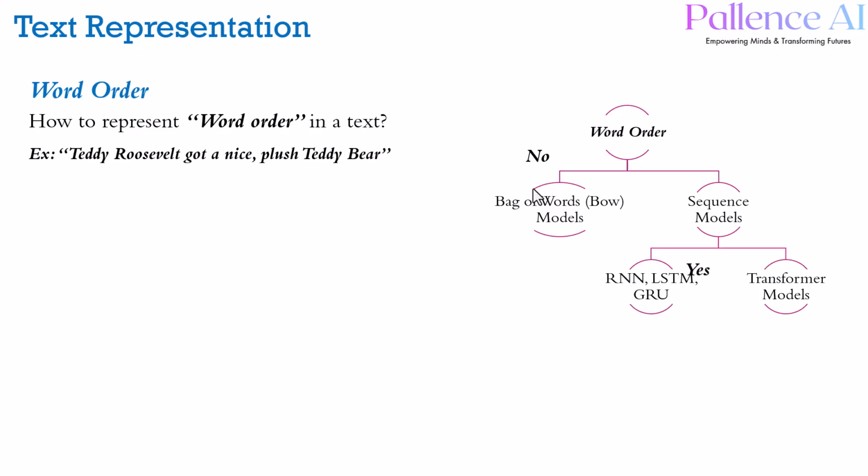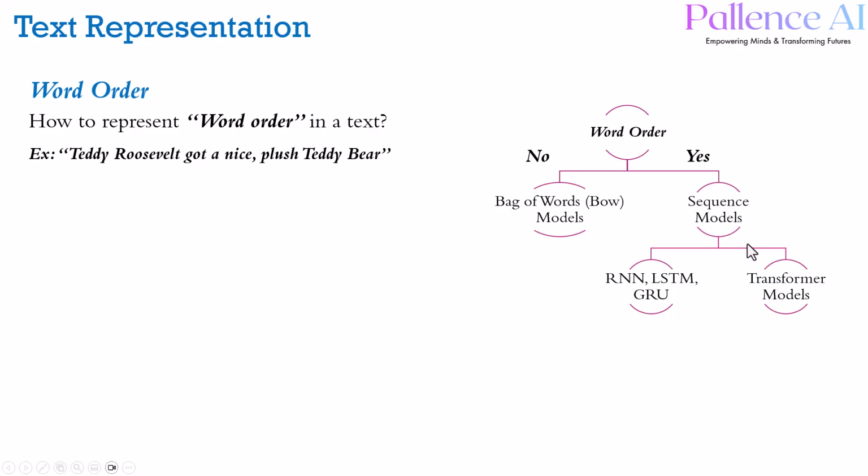Then there is the proper way, the right way of doing it. When you're looking at the text, you want to treat the text as it is, using the word order in which it's coming. That would be sequence models. So sequence models preserve the word order in your textual data.